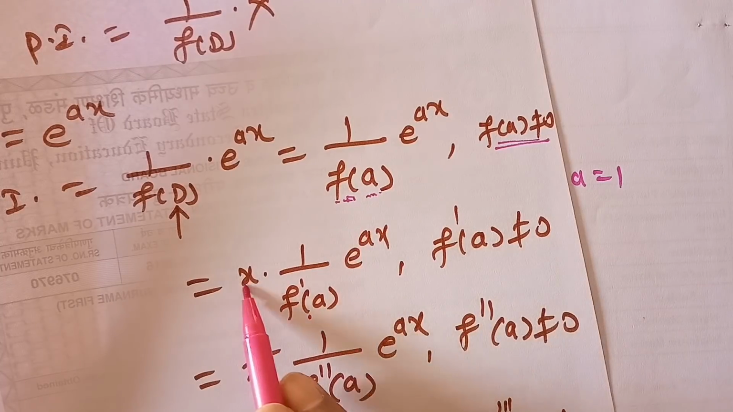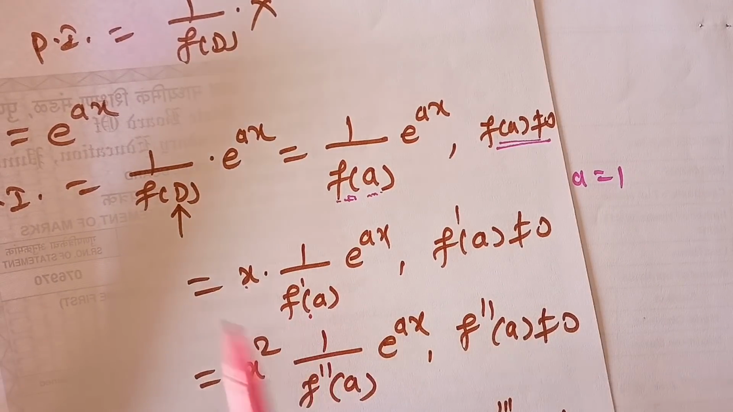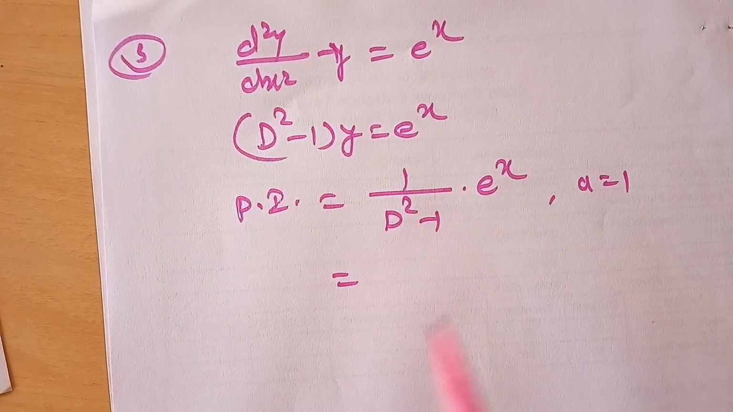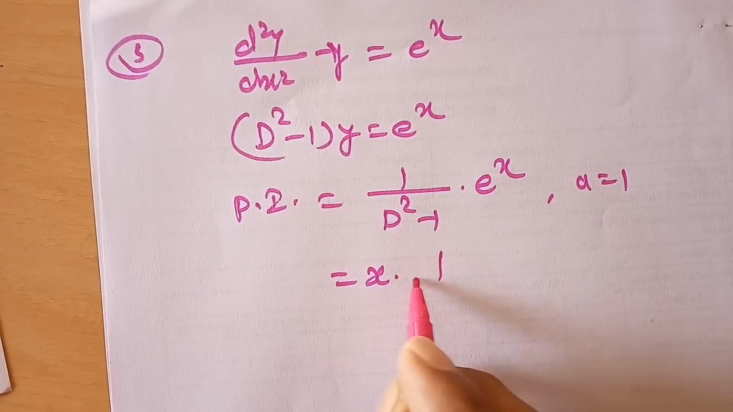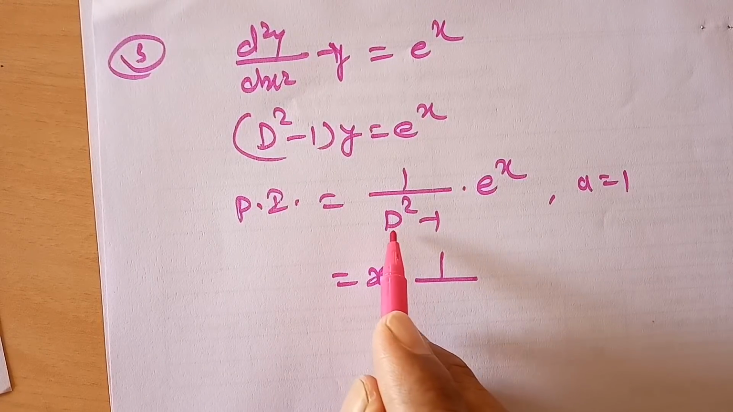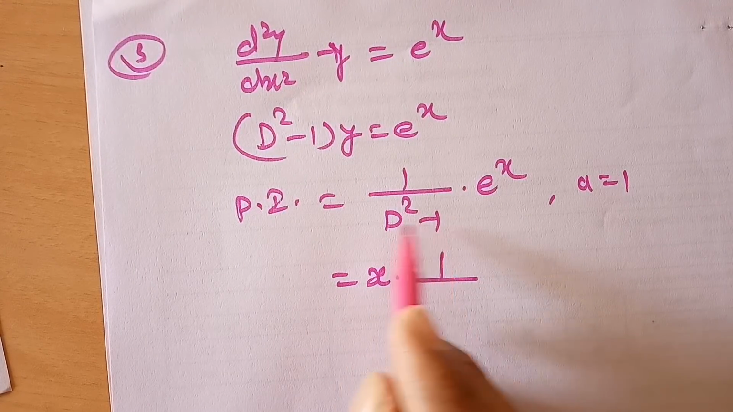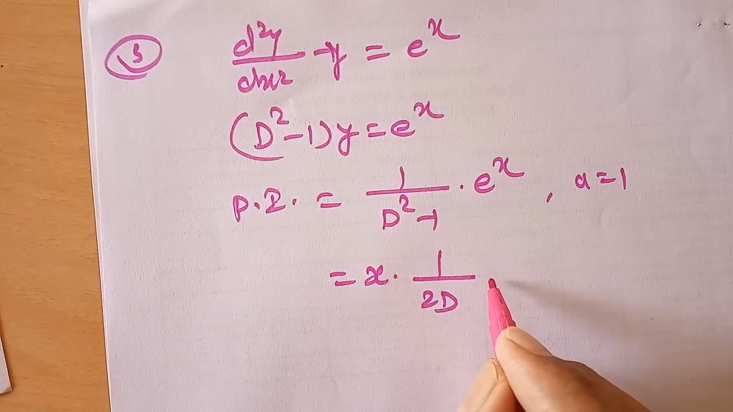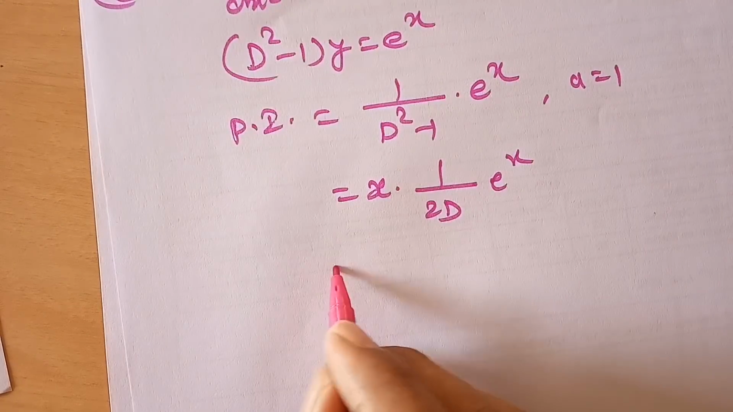And then we can write x into its derivative. Again, I will use this property here. If I put a here, this becomes 0. Therefore, we have to write x into 1 upon its derivative. What is the derivative of D² minus 1? The derivative of D² is 2D, the derivative of 1 is 0, into e raised to x. Now, this is our simple term.